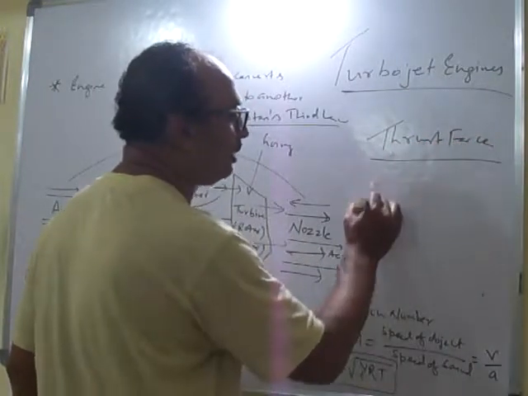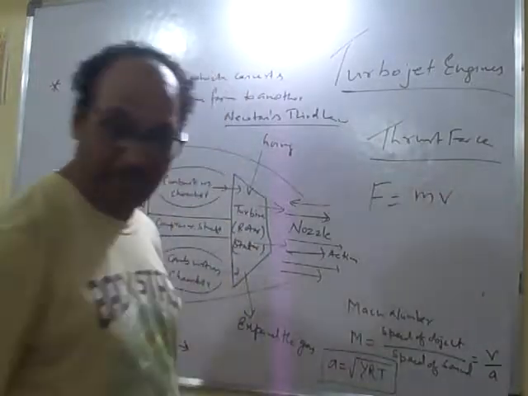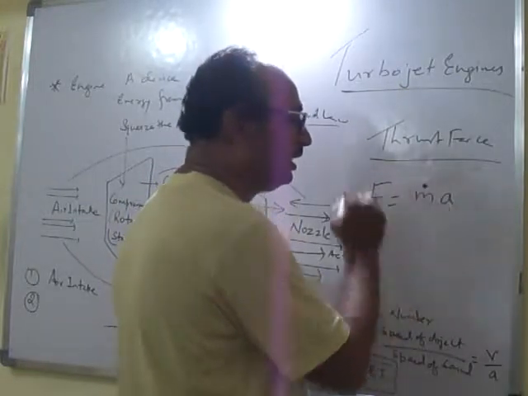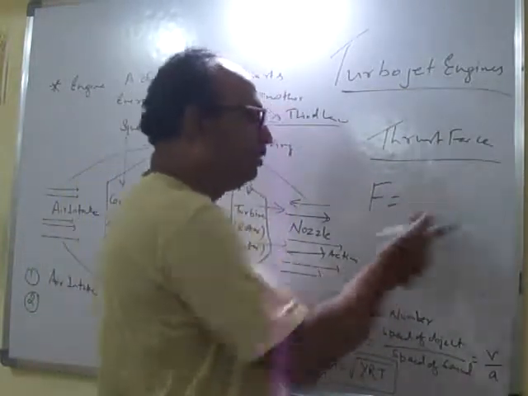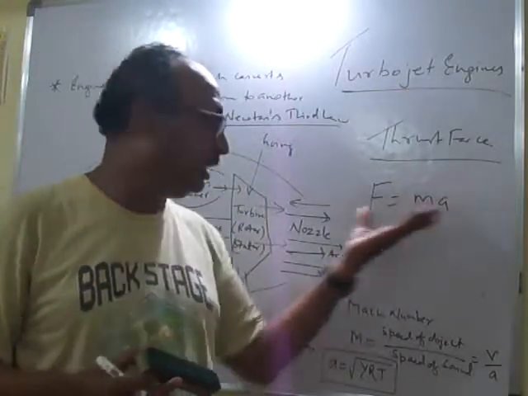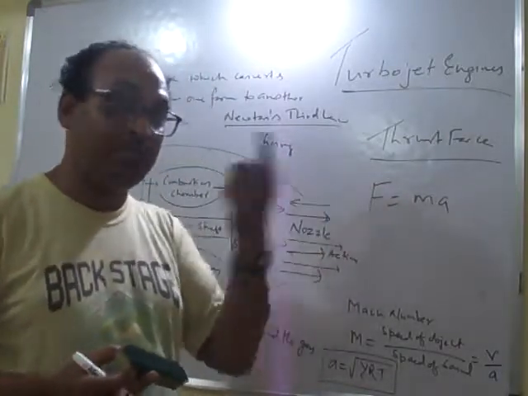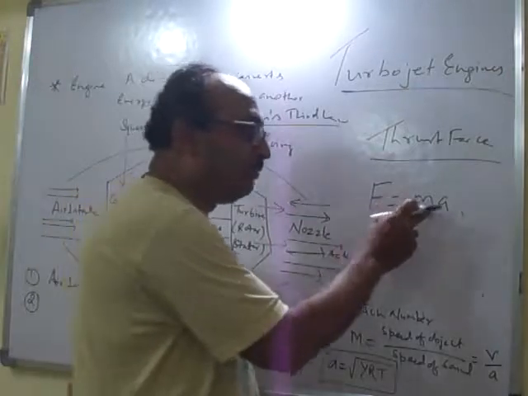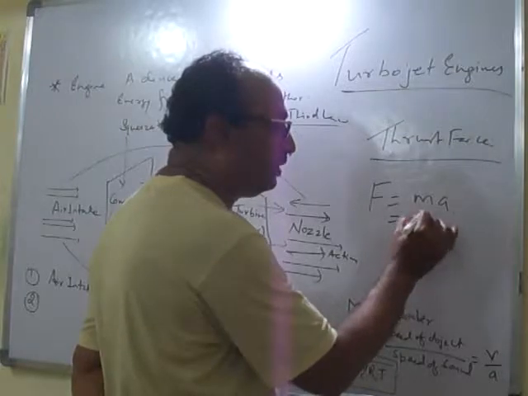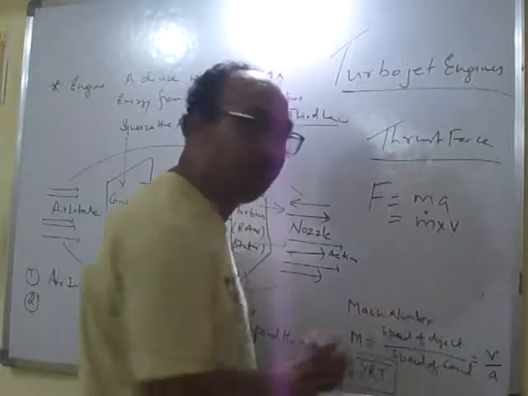And this thrust force F is equal to the rate of change of momentum. Okay, I am writing it as MA. What is it, M dot, sorry, not MA. So F is equal to MA. We all are aware that mass into acceleration is the force. That is the application of Newton's laws of motion. So F is equal to MA, and this MA we can write as the rate of change of mass, the mass flow rate of air, into velocity.